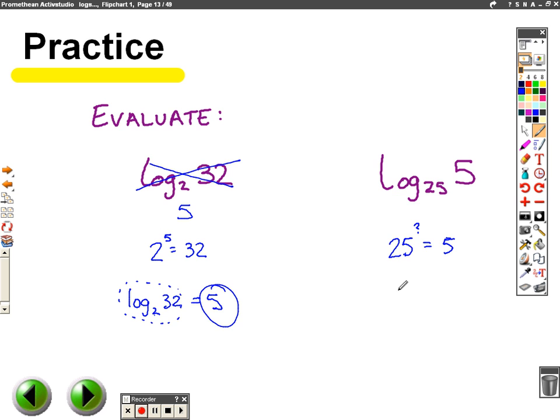Well, I know that this is 5 squared, but I need to just get to 5. I think this is a little too confusing for right this second. Let me switch the way I'm going to do this.